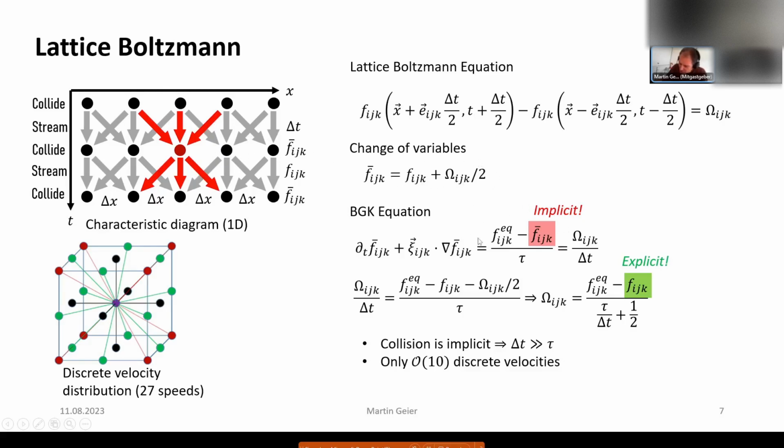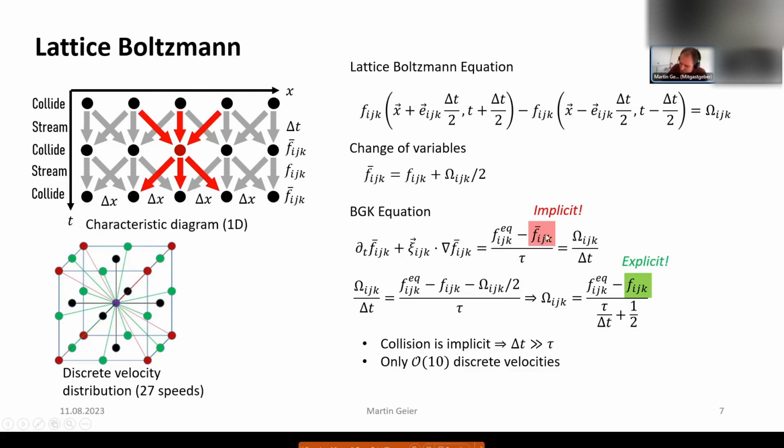which is in here. If you write this in single relaxation time form, I'll not go into detail what this means, but this is an approximation of this collision operator, because the collision happens at a time where I don't have the distribution stored. I have to reformulate them, adding half of the collision here. And by this, I can make this explicit.